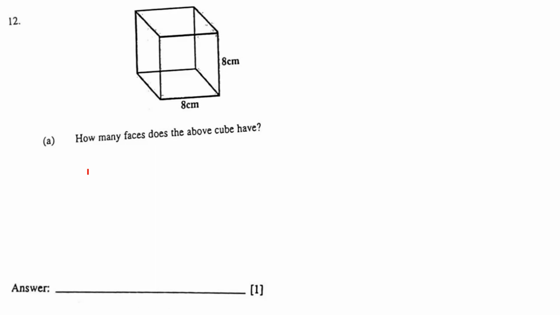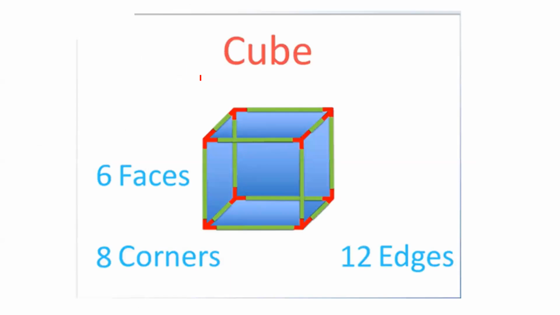For question number 12, it says, how many faces does the cube have? So here we have a cube, and we want to figure out how many faces this cube has. Well, we know that a cube has 6 faces. And what do we mean by 6 faces? It has 6 faces, 8 corners, and 12 edges. And so let's identify the different faces of the cube.